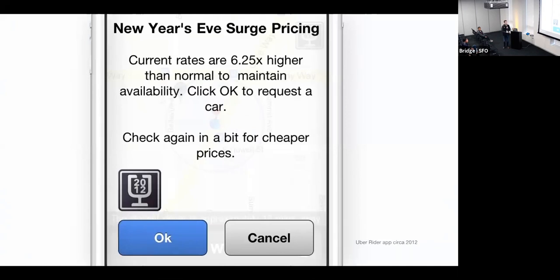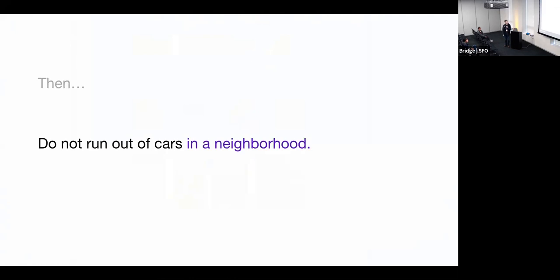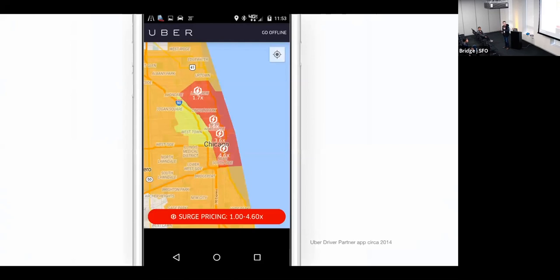This definitely helped the problem. But if you think about running a system like this citywide, that has some pretty severe drawbacks. Certain parts of the city would have plenty of cars and no problems, and other parts of the city might have no cars at all. And if you're trying to make a compromise with a real-time pricing system across the entire city, then you'll start running into some problems. So the next problem we needed to solve was, how do you not run out of cars in a neighborhood?